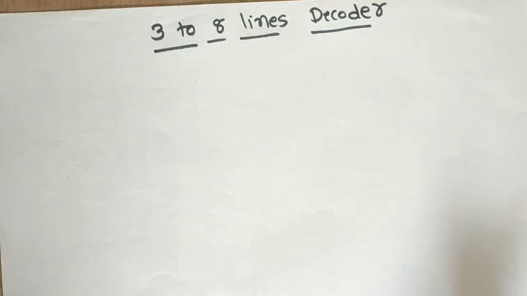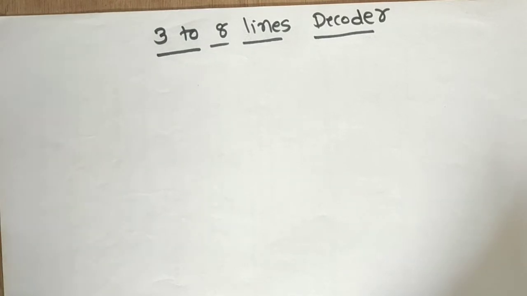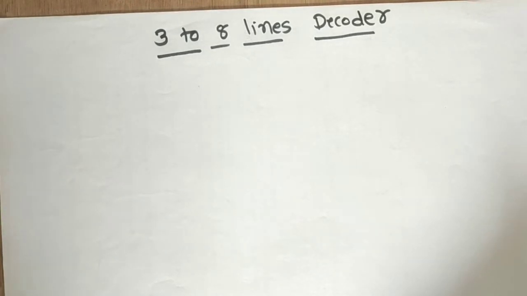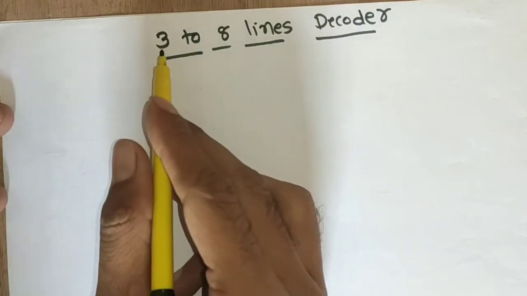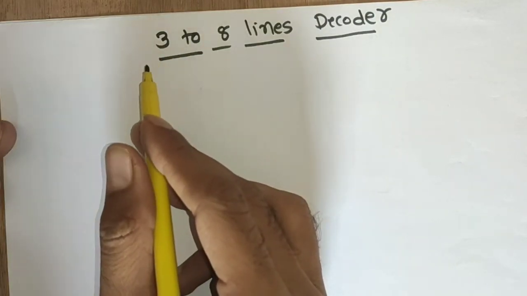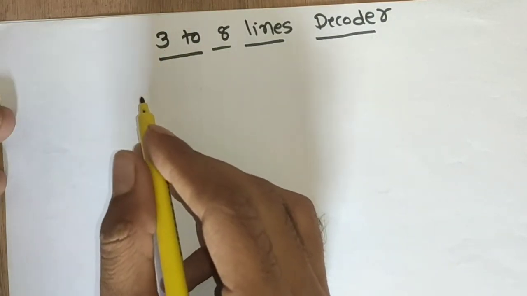So this is the second type of the code converter, the decoder. First one is the 2 to 4 line decoder. Now we can utilize the 3 to 8 line decoder. So dear students, in the previous 2 to 4 line decoder, we utilized 2 inputs and 4 outputs. Now we can implement the 3 to 8 line decoder. So we utilize 3 inputs and 8 output signals. First, we can design the block diagram of the 3 to 8 line decoder.